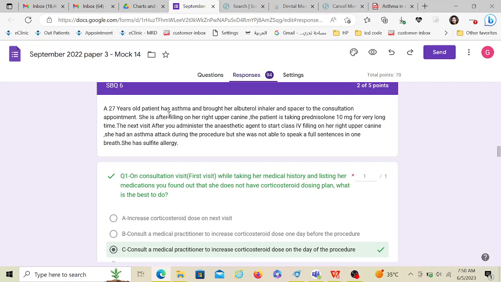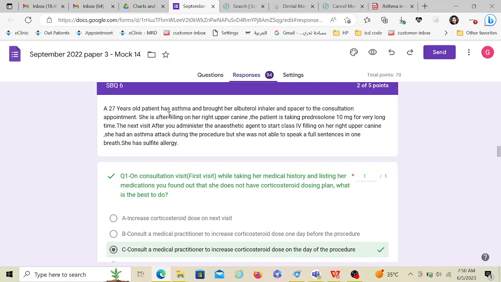This last line, she has a sulfite allergy, is very important. It means that you definitely should not give her local anesthesia with epinephrine, because epinephrine, like I had mentioned before, requires the preservatives metabisulfite, sodium or potassium, and it will trigger the asthmatic attack.